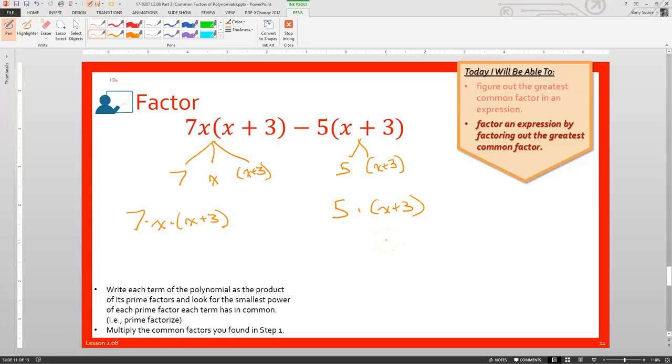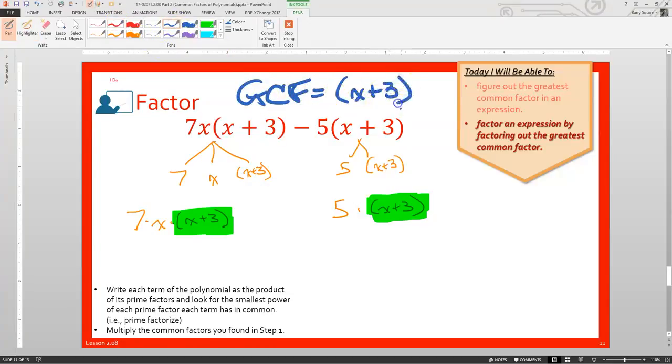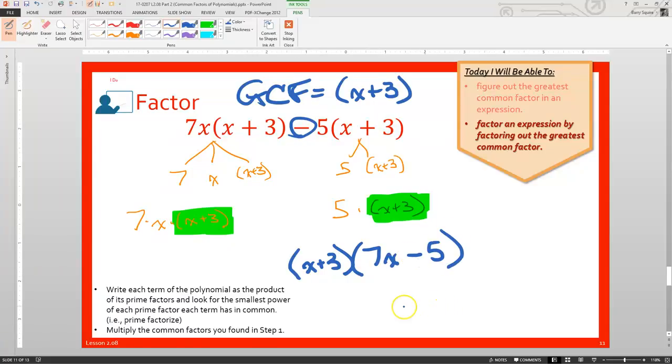Look for all the common prime factors. There's only one, x plus 3. So our greatest common factor is x plus 3. When we factor it out, we put it in the front, and then whatever we have left goes inside the parentheses. So we'll have 7x minus 5.